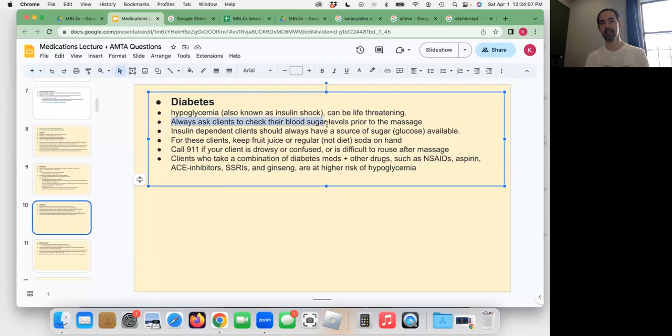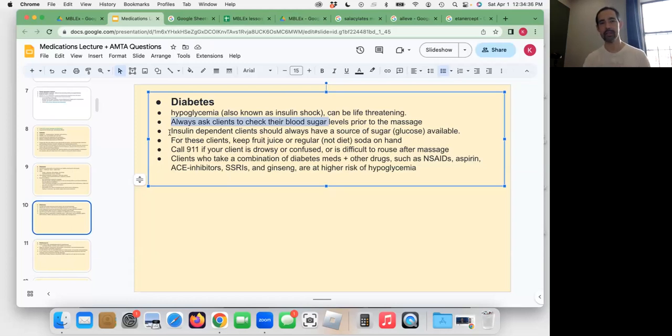Always ask clients who have diabetes to check their blood sugar levels prior to the massage. You just have to do it one time. Just say, okay, I'm happy you're coming in. Thanks for making your appointment. Make sure that your insulin is available to you that day. Make sure you don't skip any meals. I recommend that you have a high protein snack before you come in, and also check your blood sugar levels that day to make sure that they're within your normal limits.